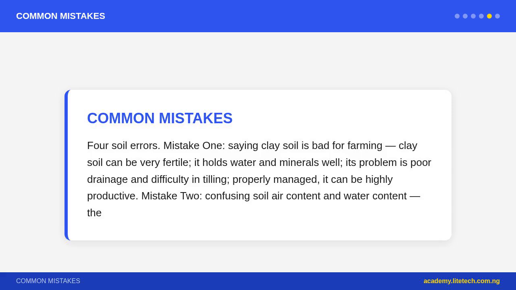Four soil errors. Mistake 1: saying clay soil is bad for farming. Clay soil can be very fertile; it holds water and minerals well. Its problem is poor drainage and difficulty in tilling. Properly managed, it can be highly productive.